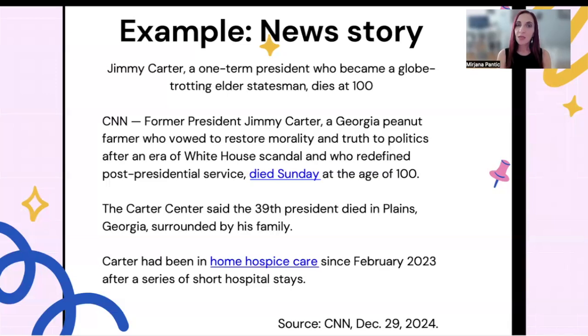Everything we see is fact-based and very straight to the point and clear. It's clear to all of us, regardless of your education level or social status, and it's important information. Regardless of who the president is, when a former president dies, journalists report on that.